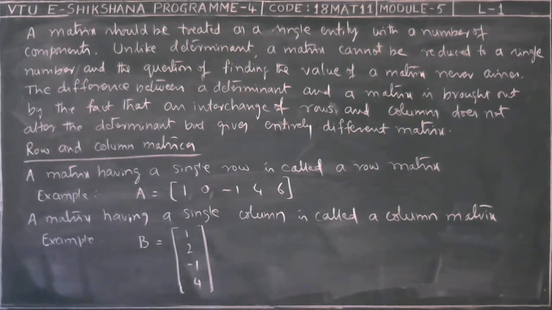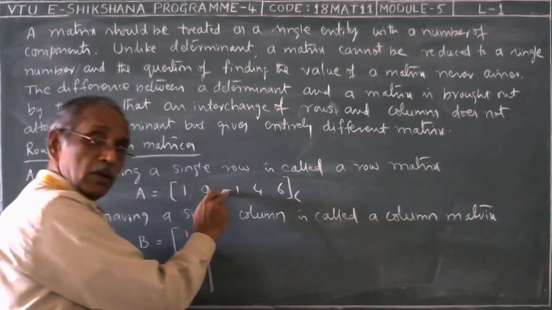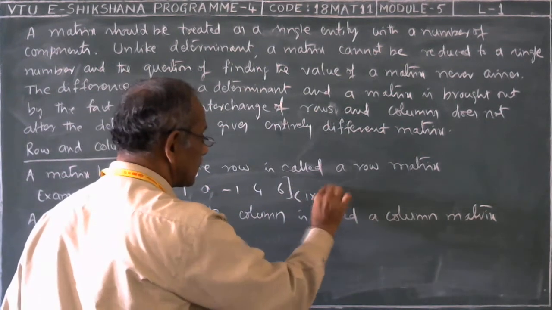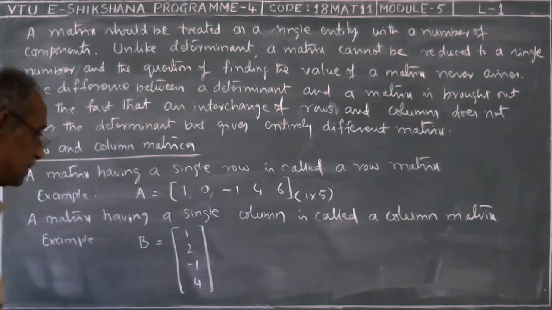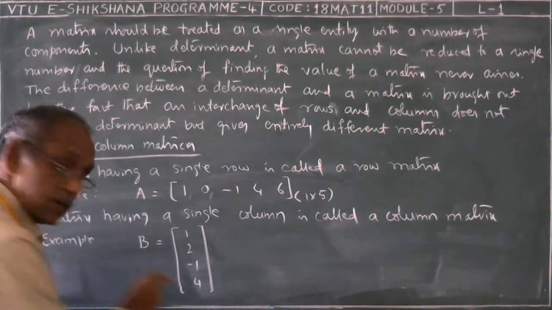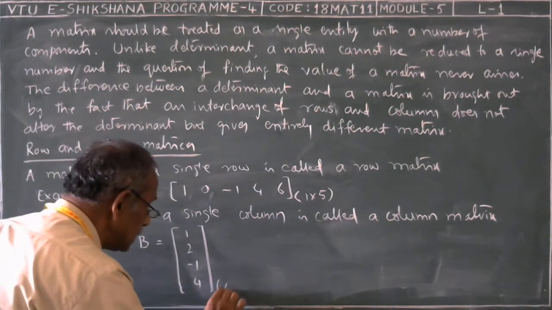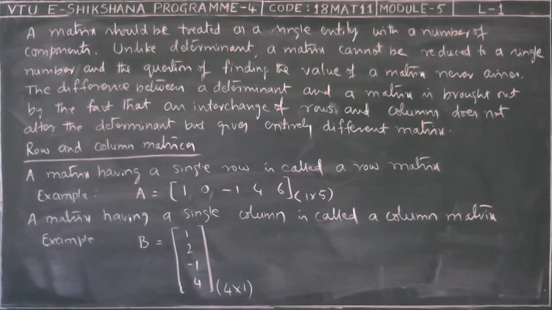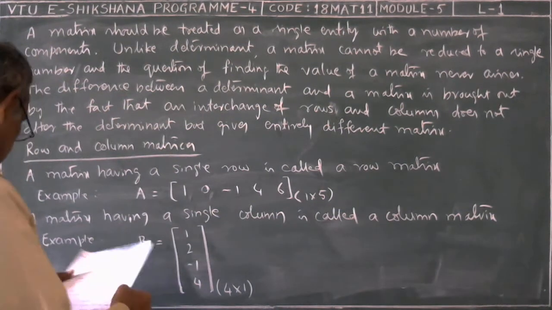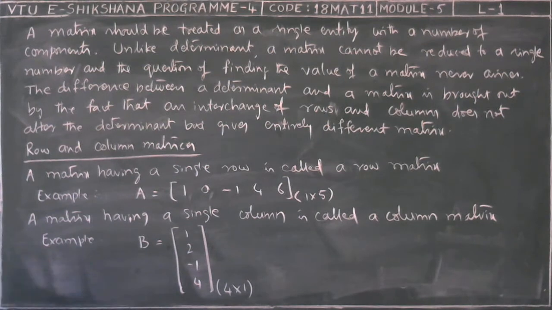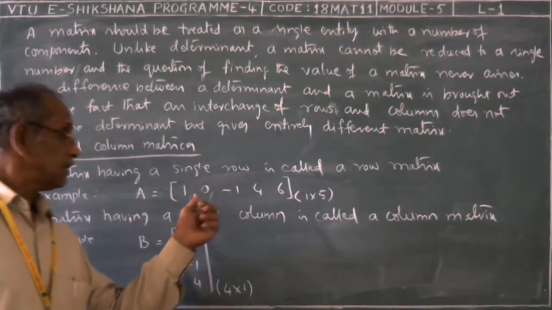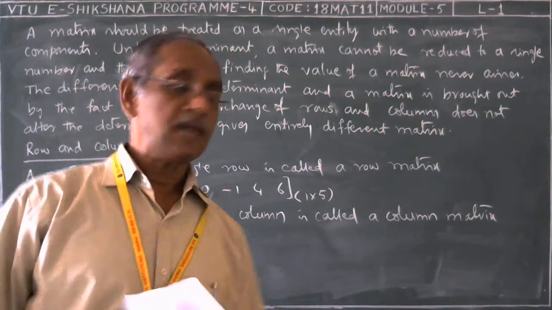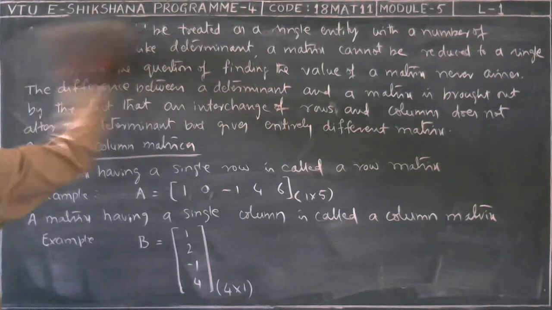If you look at the order of this, there is only one row and 1, 2, 3, 4, 5 columns. So this is 1 cross 5, or 1 by 5 matrix, a row matrix. And here there are four rows and a single column. So rows first, so 4 by 1 matrix. So here rows and columns are regarded as row vectors and column vectors.